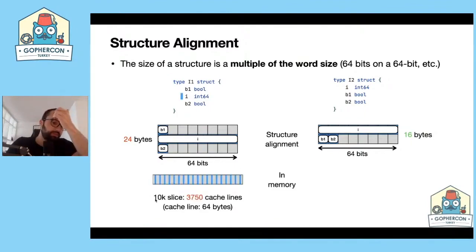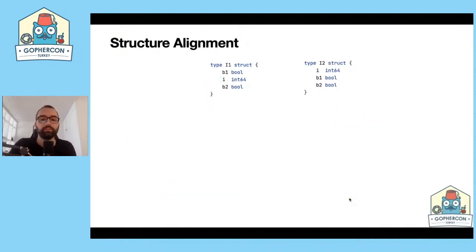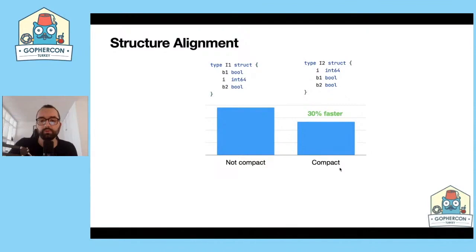And if we create a slice of 10,000 elements, it will require 3,750 cache lines. And on the right-hand side, and as you can see, I did it at scale. So you can see that this allocation is way more fragmented, let's say, in memory. Here, with the same number of elements, it requires only 2,500 cache lines in this example. So if we run a benchmark between both, if our structure is compact here, it's about 30% faster.